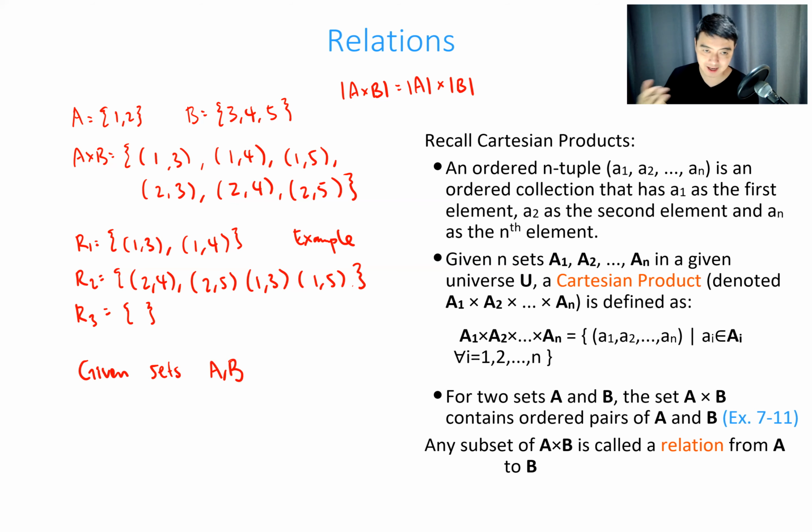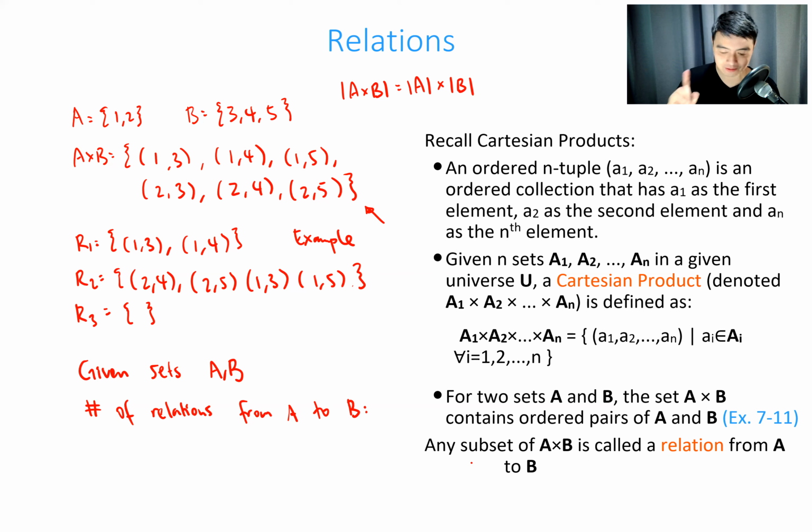generally, if I give you sets A and B, how many relations are there from A to B? Okay, so the total number of relations from A to B is how much? Well, you can see in this example, we've already listed 3 relations. How many more can we list? Well, the answer is this is identical to the subset equation because as the name suggests, the relation is any subset of A cross B.